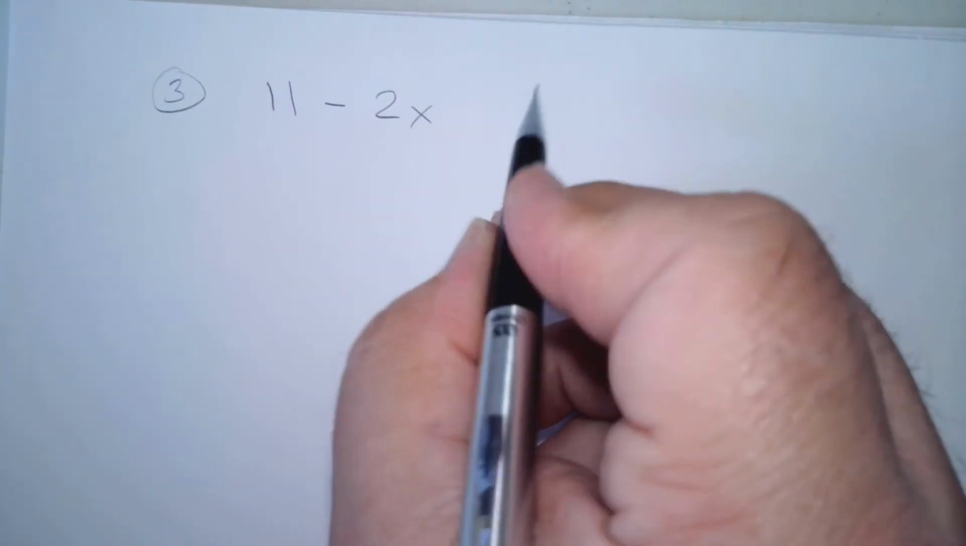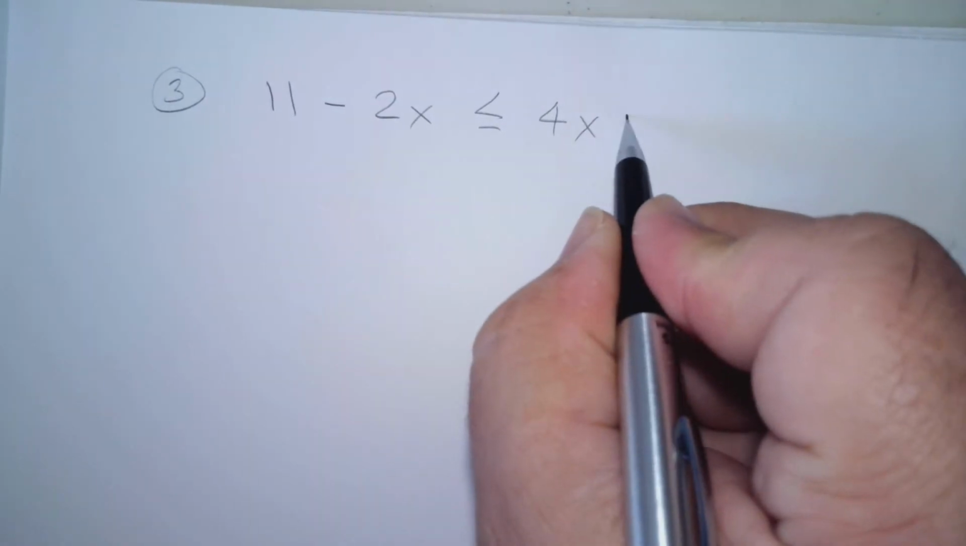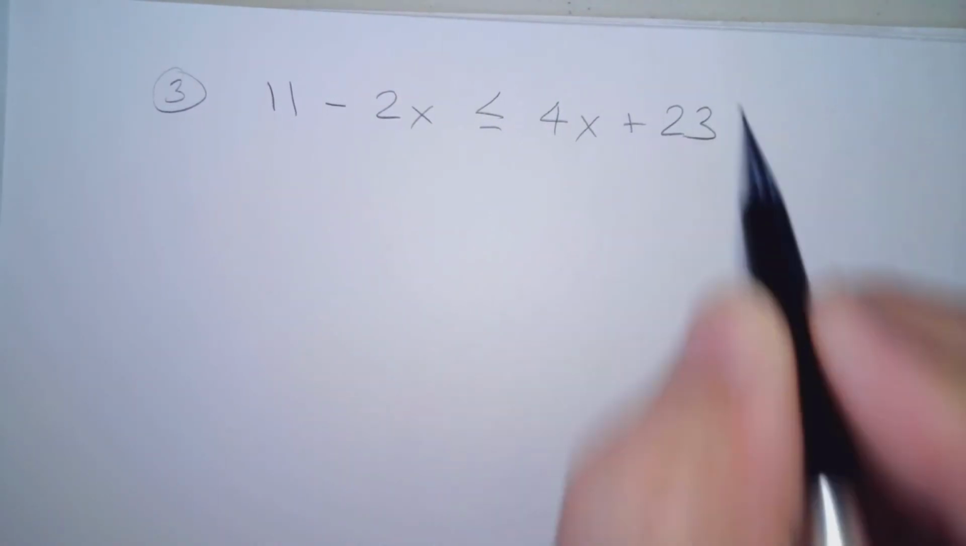Alright, let's look at another one. I'm sorry if I went too fast there, just pause it and look at it again. Sorry. Now the next one, 11 minus 2x is less than or equal to 4x plus 23.